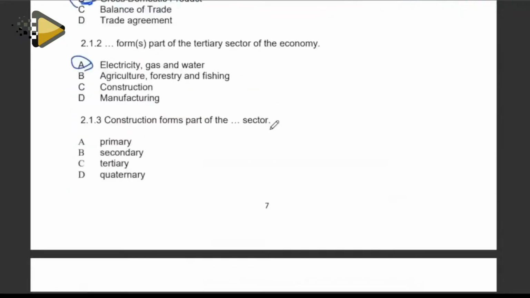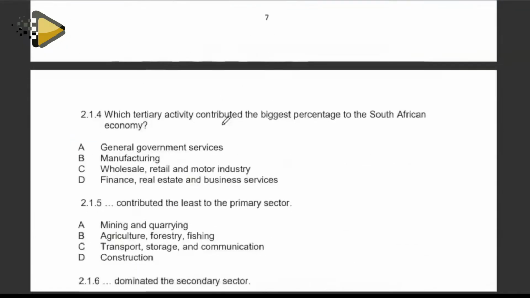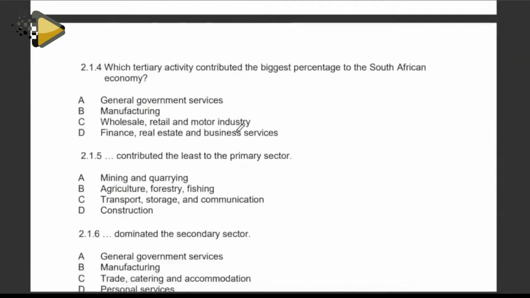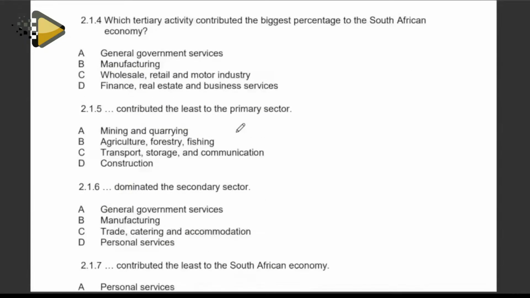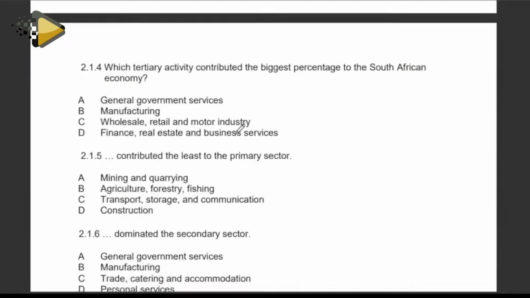Right. Moving on to the next question, number 2.1.3. Construction forms part of the dash sector. Construction is part of the secondary sector. Moving on to the next question. Which tertiary activity contributed the biggest percentage to the South African economy? We must check on the activities there and try to establish the tertiary activity which contributed the highest towards the economy of South Africa.